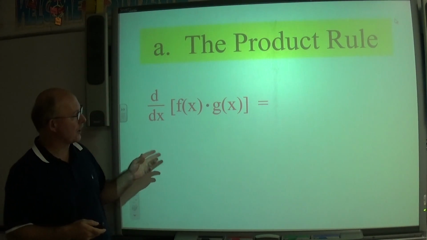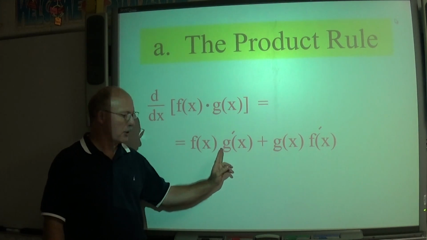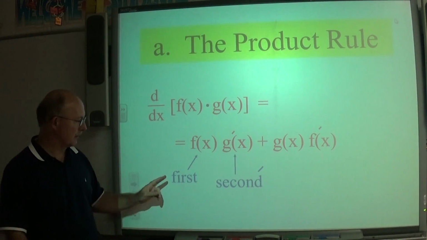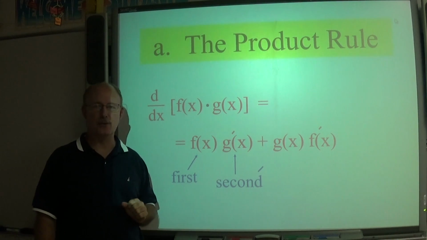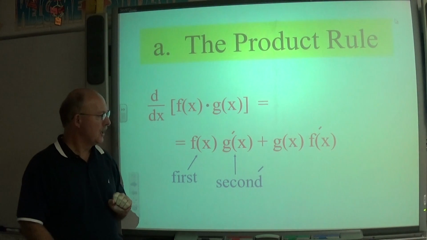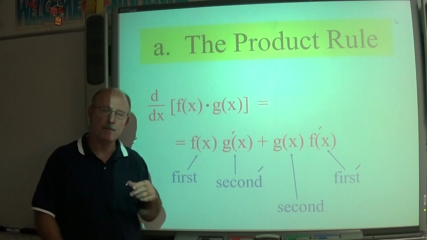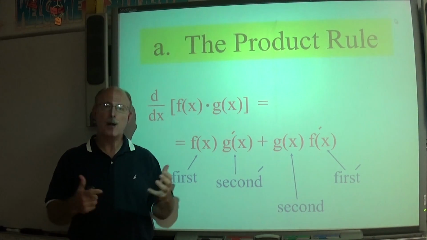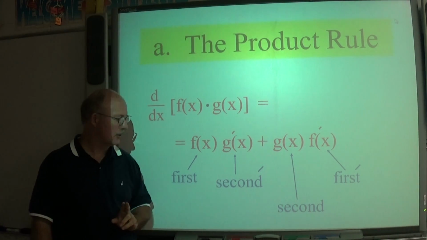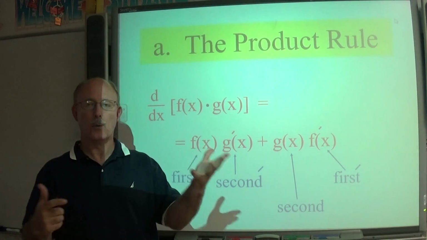This is how the product rule goes. You take the first function and multiply it times the derivative of the second function, plus the second function times the derivative of the first. So the product rule goes like this: the first function times the derivative of the second function, plus the second function times the derivative of the first function. Now, we're going to look at one simple example.